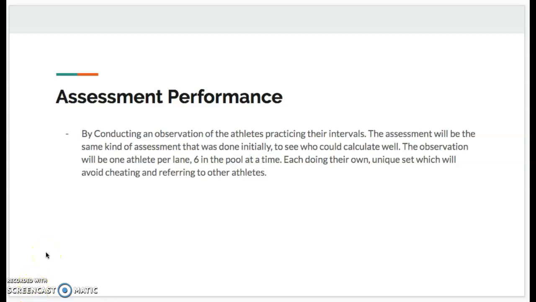If the assessment is completed with ease, then you have achieved your objectives. Excellent job. Congratulations. Thank you for the seminar on calculating intervals.